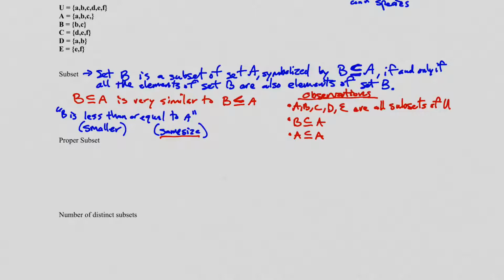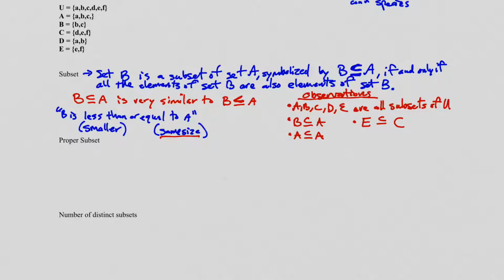What are other subsets in this category? We can also see that set E is a subset of C. Everything in E is also found in C, and it's definitely less than or equal to.